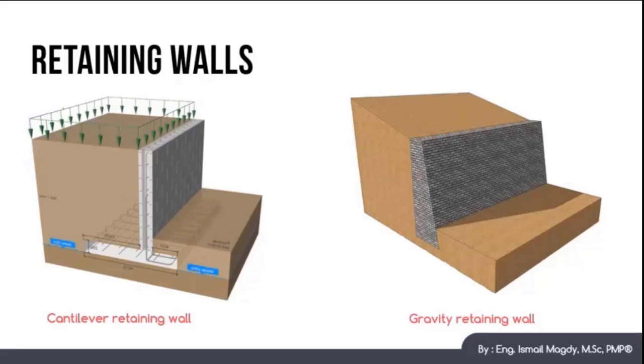Retaining walls are structures that we use to support an excavation site to prevent it from collapsing. There are multiple shapes of retaining walls. We have gravity retaining walls, which rely only on their weight in addition to the passive pressure to resist the soil pressure, and there are also cantilever retaining walls, which rely on the wall weight in addition to the soil weight above the foundation to resist the soil pressure.